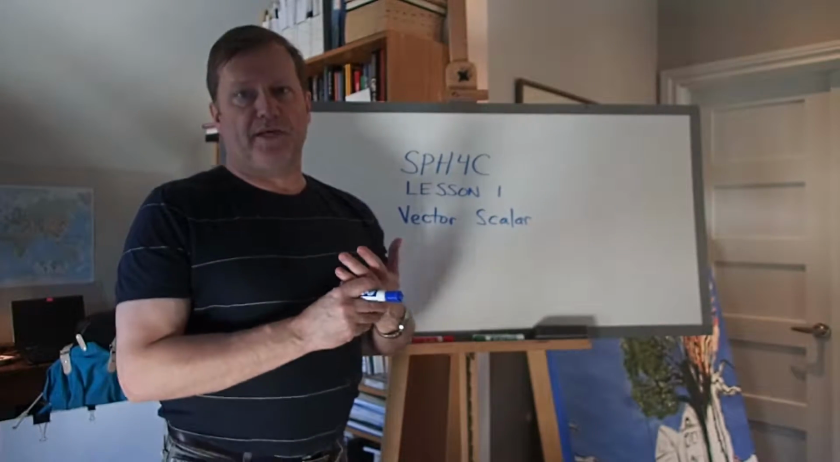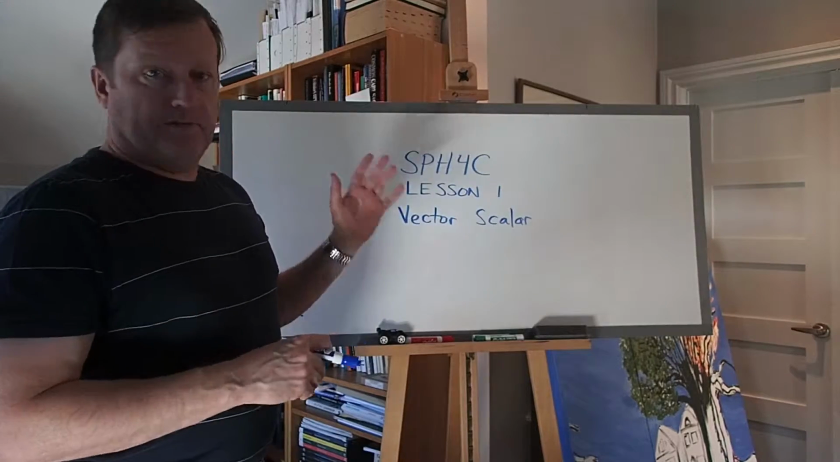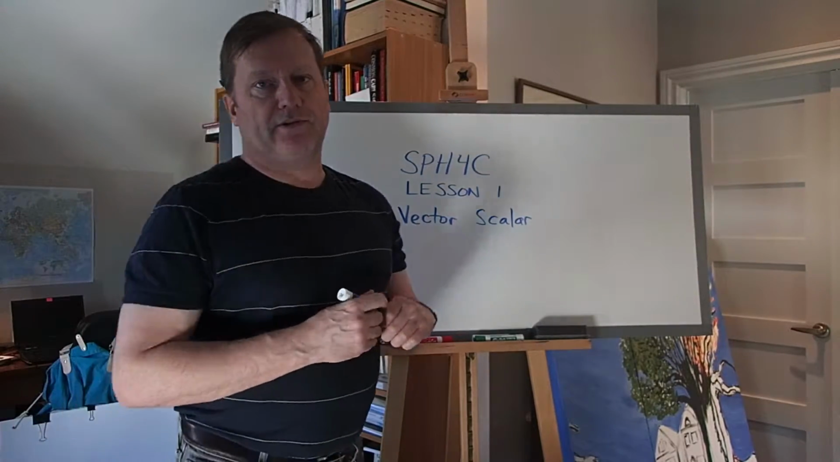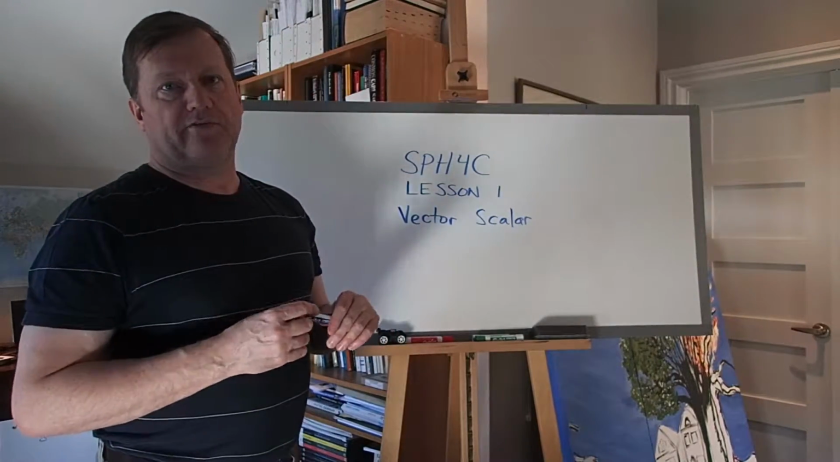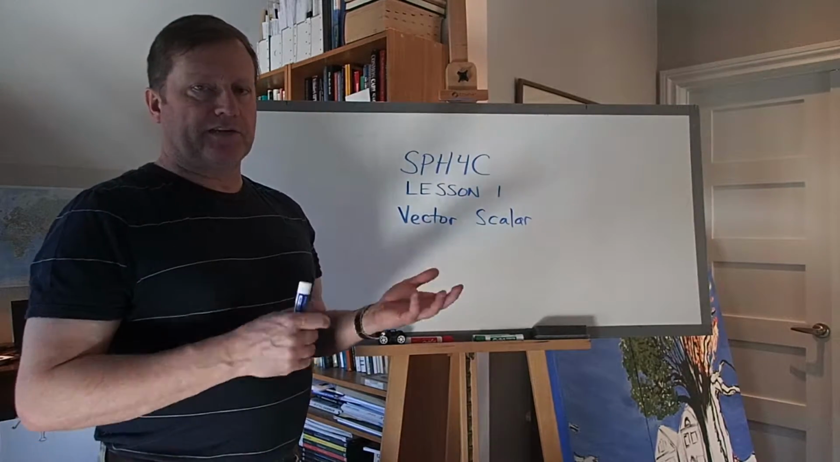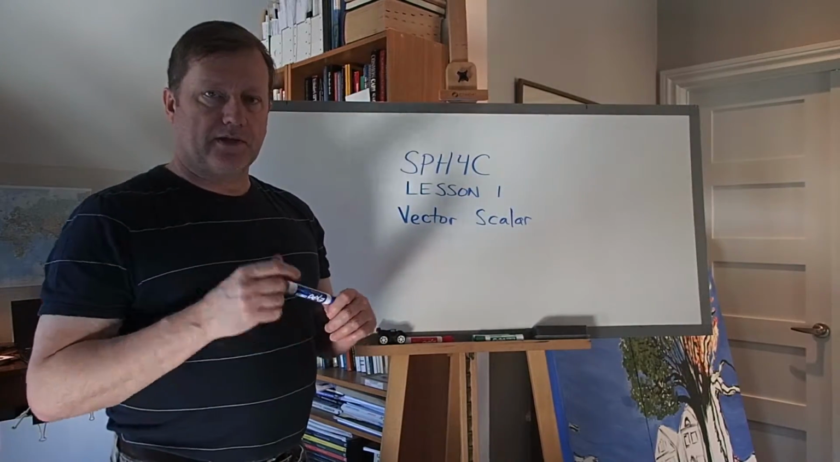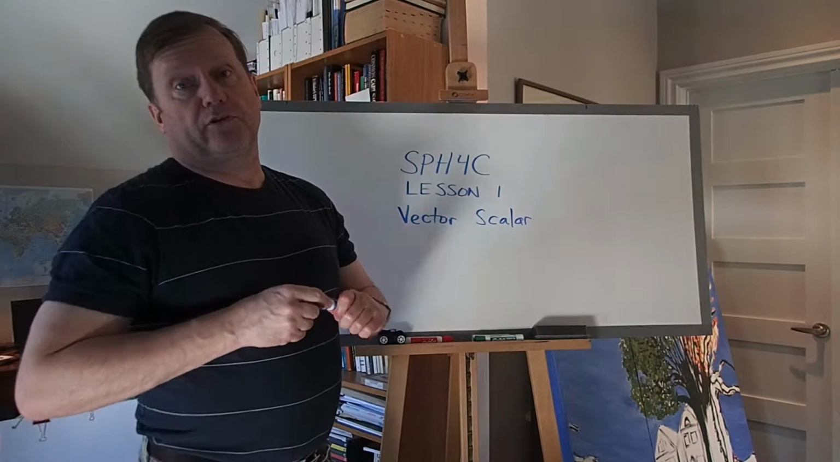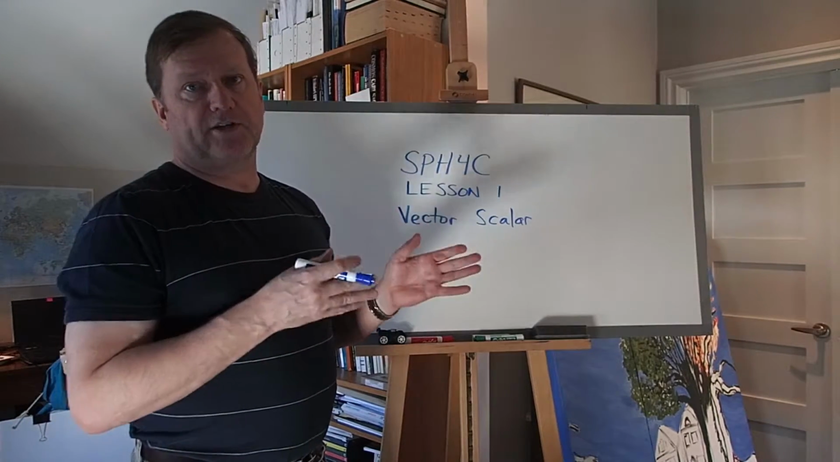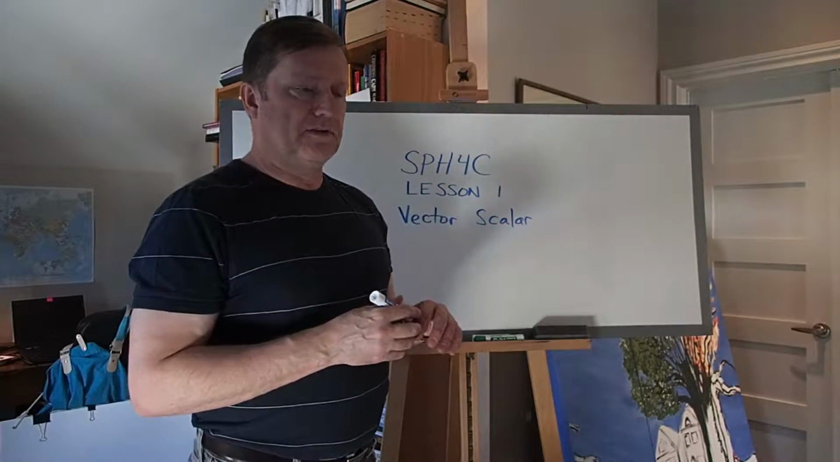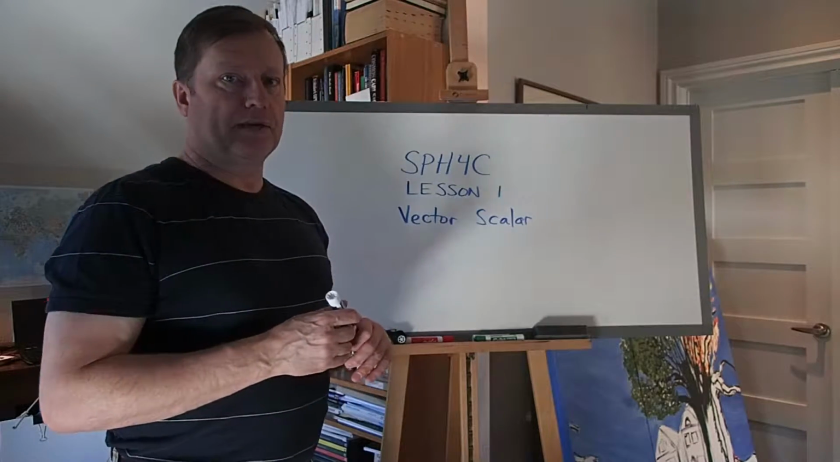Welcome back to SPH4C. This is lesson 1, and it's a simple lesson. It's just about the difference between vector and scalar. A vector is any measurement that we have that's going to point in a particular direction in space. So the measurement is dependent upon where it points to in space.